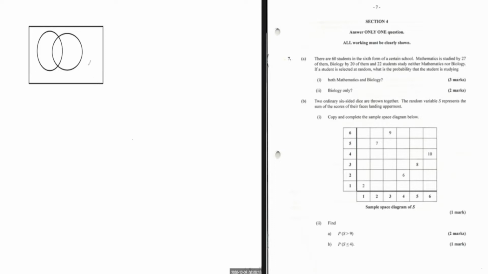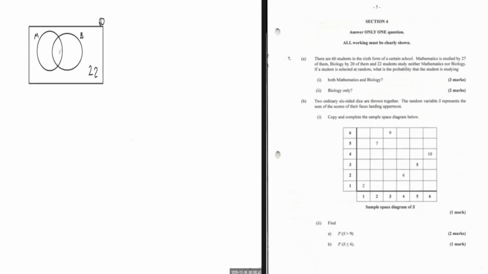There are 60 students in the school, only sixth formers. Mathematics is studied by 27 of them, biology by 20 of them, and 22 students do neither biology nor maths. So outside you have 22 students who decided they don't want to do biology, too much reading, and they don't want to do mathematics. Now let's say this is mathematics M and this is biology B.